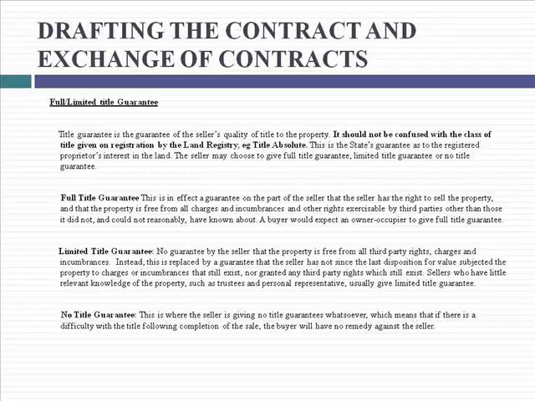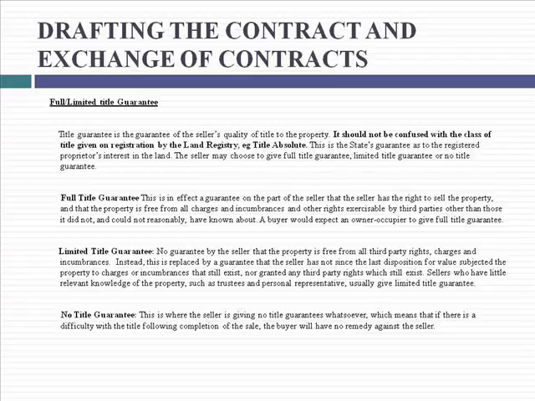Full title guarantee. This is in effect a guarantee on the part of the seller that the seller has the right to sell the property, and that the property is free from all charges and encumbrances, and other rights exercisable by third parties, other than those it did not and could not reasonably have known about. A buyer would expect an owner-occupier to give full title guarantee.